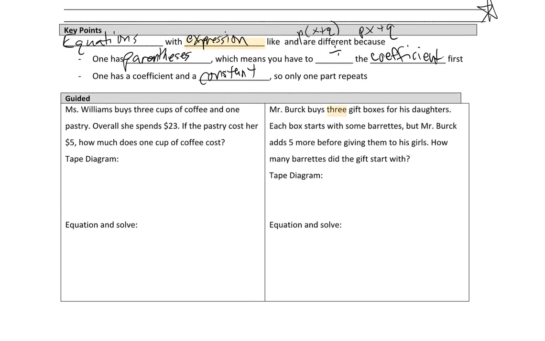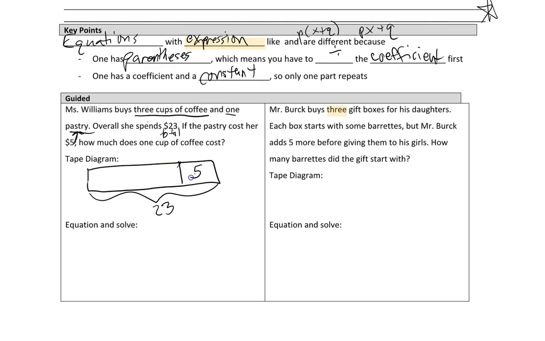So we're going to see an example now where it looks similar, but one is going to have parentheses and one doesn't. On the left, we have Miss Williams buys 3 cups of coffee and 1 pastry. Overall, she spends $23, so that's going to be her total. If the pastry costs her $5, how much does 1 cup of coffee cost? So we know her total is $23, and we know that the pastry cost her $5. So I'm going to put this part for the pastry. And she did 3 cups of coffee, so I'm going to split this in 3 and give it a variable. So my equation here is 3x plus 5 equals 23.